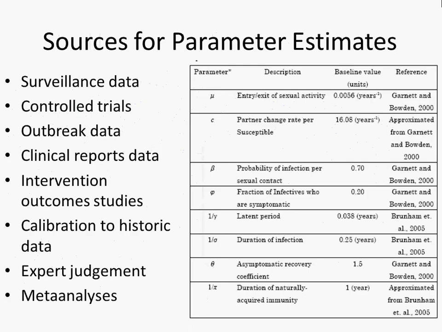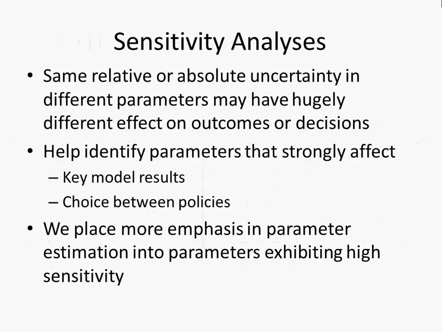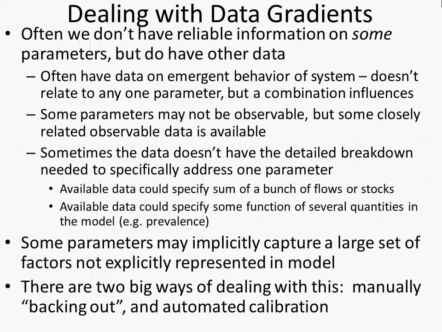Okay, so well, we often have data from a variety of estimates for parameters. Often we don't have reliable information on all parameters. And I noted we often have data on emergent behavior of the system. It doesn't relate to any one parameter, but to a combination of influences. Sometimes this data gives us some of the dynamics, but it's not as broken down in as much detail as we need to put it directly into the model.